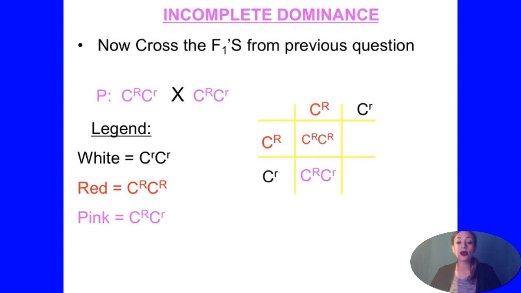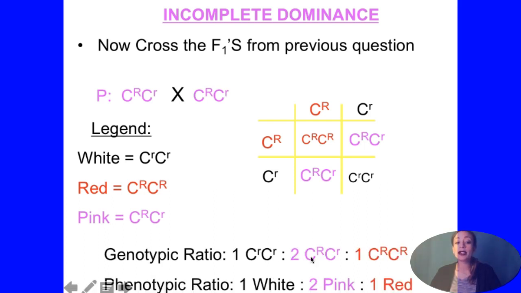And when we go ahead and do the cross, our resulting offspring is going to be, right here we have a red snapdragon, 2 pink snapdragons, and 1 white snapdragon. So this is going to be a 1 to 2 to 1 ratio in reference to their phenotypes. Genotypes, it would be the same thing in this case as well, but you're going to write out the genetic makeup of each individual. So once again, 1 to 2 to 1, and then phenotypically 1 white, 2 pink, and 1 red flower.